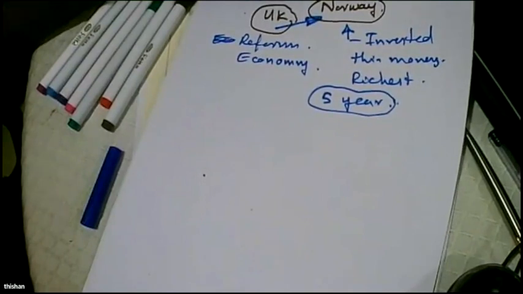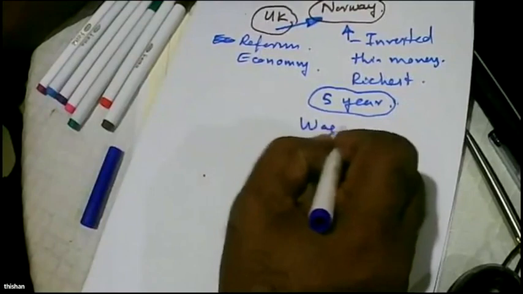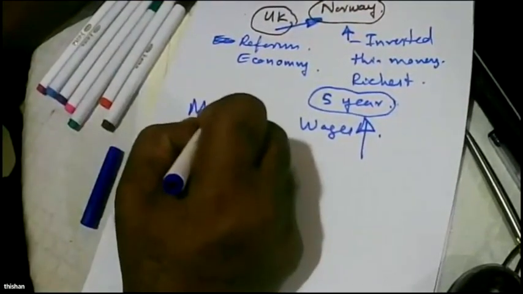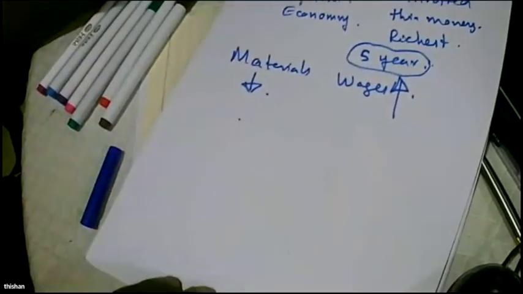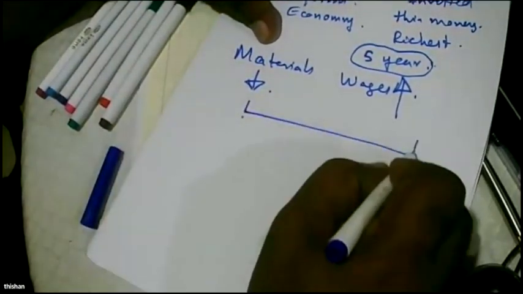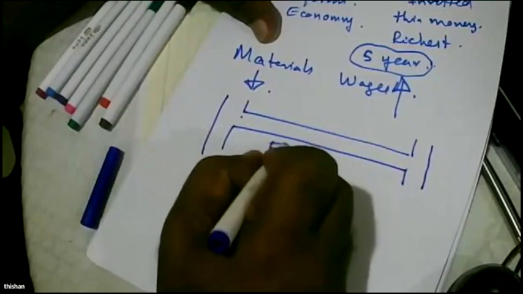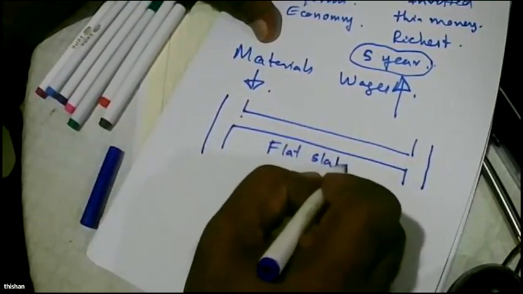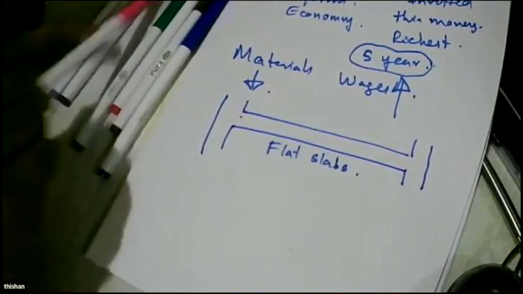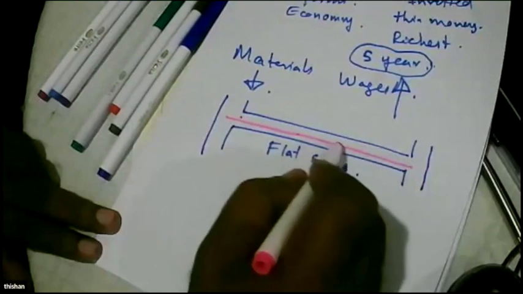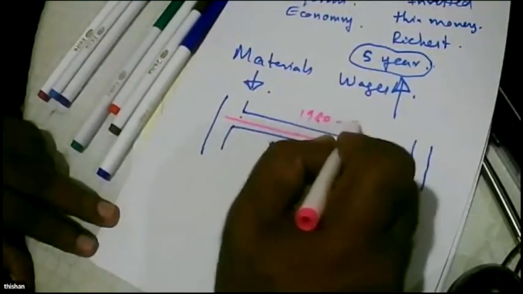So then what happened was a lot of reforms, wages continued to rise, materials reduced. Then people thought, why do you want beams? Let's have columns and slabs. So then flat slabs. And flat slabs, what is the problem? Flat slabs need a lot of steel. So this was in the 1980s, 2000.